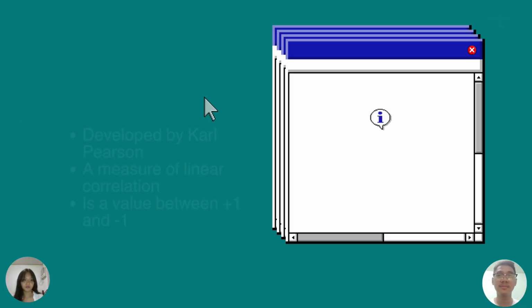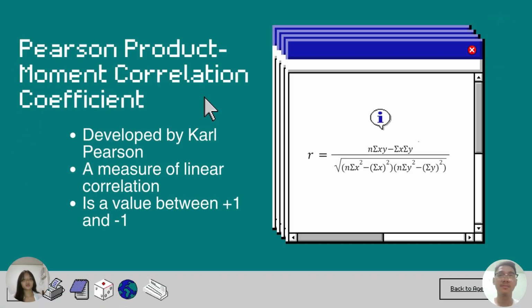Magandang tanong yan, Floyd. Ang Pearson product-moment correlation coefficient or Pearson's R is a measure of the linear correlation dependence between two variables x and y, giving a value between +1 and -1. It was developed by Karl Pearson from a related idea introduced by Francis Galton in the 1880s.